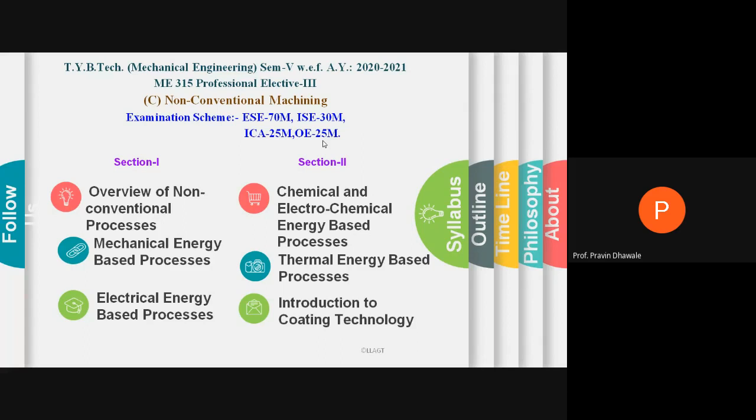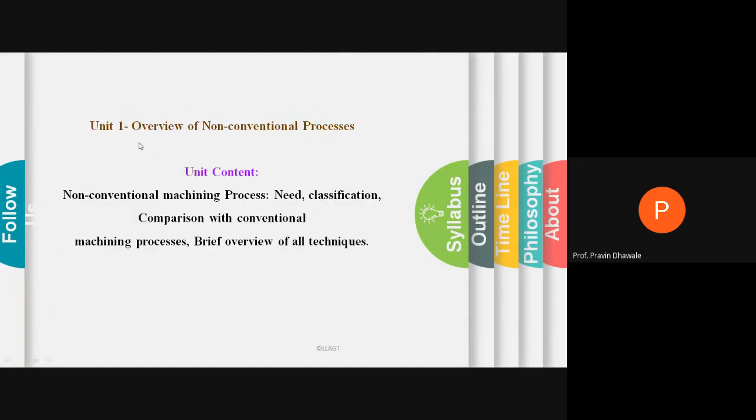Now we will discuss each and every chapter in small detail. You have written the exact name of the subject and the examination scheme. Write down the first unit, the overview of non-conventional processes. In this chapter, we have to study what a non-conventional machining process is, what its need is, and how they are classified. Can you compare this non-conventional machining process with the conventional machining process? And we have to give a brief review of all techniques.